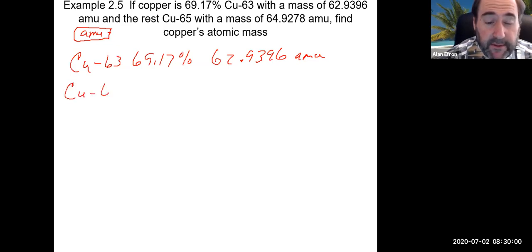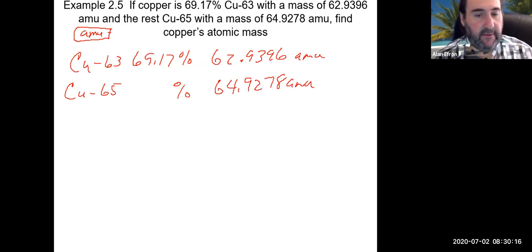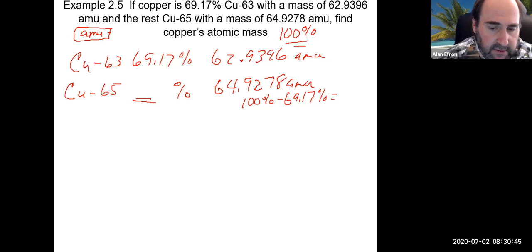We also have copper 65, which they don't give us the percentage, but they do give us the mass of 64.9278 AMU. So the first thing that we could probably safely assume, because they didn't mention that there's any other isotopes involved, is that these are the two main isotopes for copper, which means that when we add up those percentages, they should add up to 100%. So we can find this missing percentage by taking 100% minus the 69.17, which was our other one.